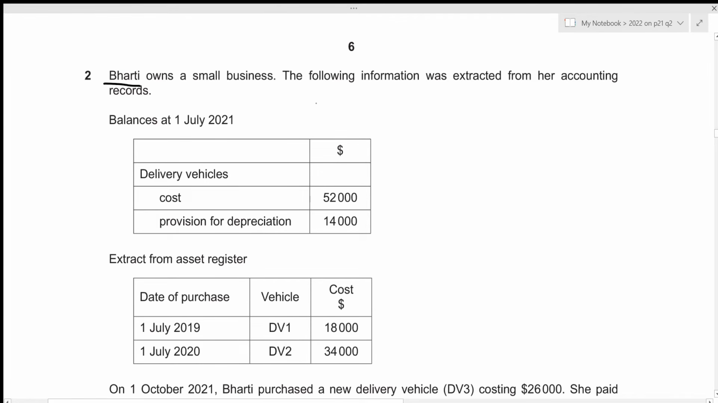Bharati owns a small business. The following information was extracted from her accounting records. We're given the balances at 1st July 2021. We're given the cost and provision for depreciation of the delivery vehicles. We're also given the extract from asset register, and we can see that there are 2 delivery vehicles, DV1 and DV2, which were purchased on 1st July 2019 and 1st July 2020. And we're also given their cost.